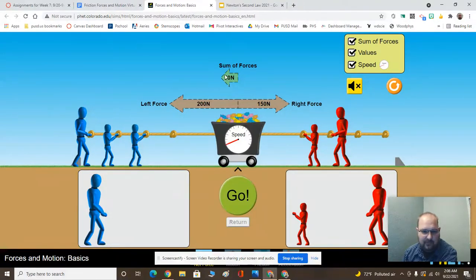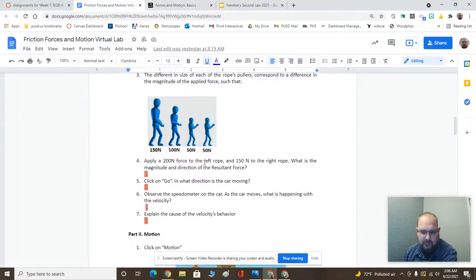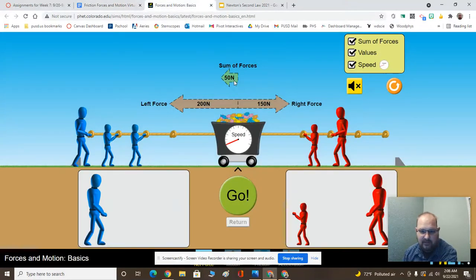So the sum of forces is 50 newtons. It is to the left. And that is what they are asking at this point. Apply the 200 Newton force to the left rope, 150. What is the magnitude and direction of the resultant force? That is 50 newtons to the left.